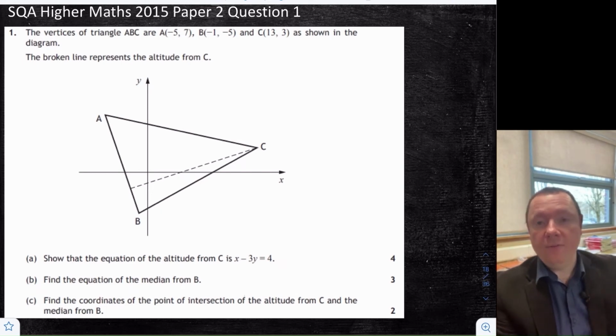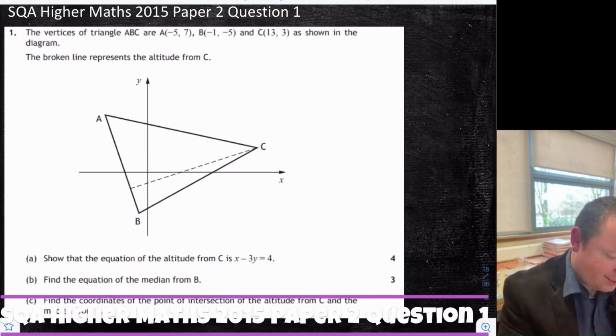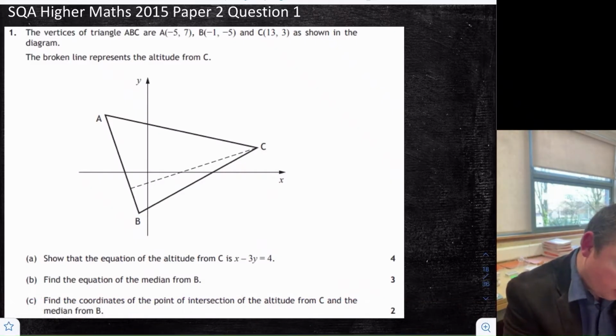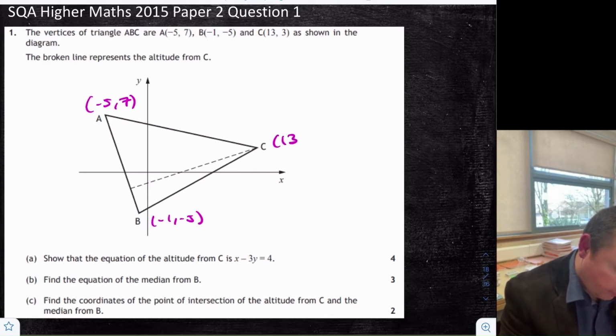Higher Maths 2015 Paper 2 Question 1, quite a standard one this. We're given a triangle and we have to work out the altitude, the median and the point of intersection. So our points given in the question are A(-5, 7), B(-1, -5) and C(13, 3).